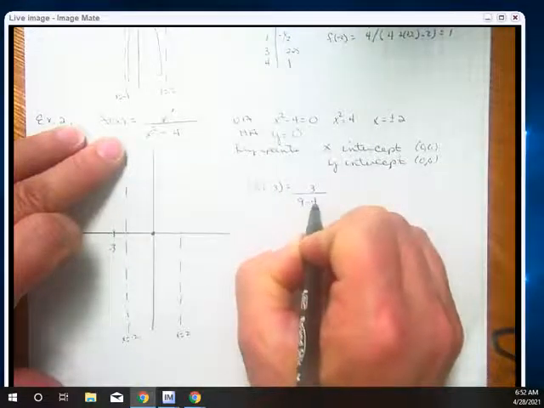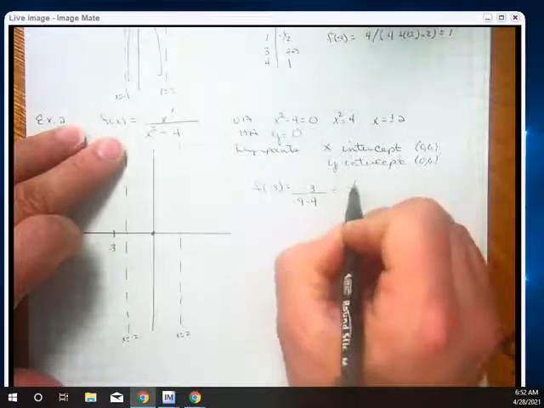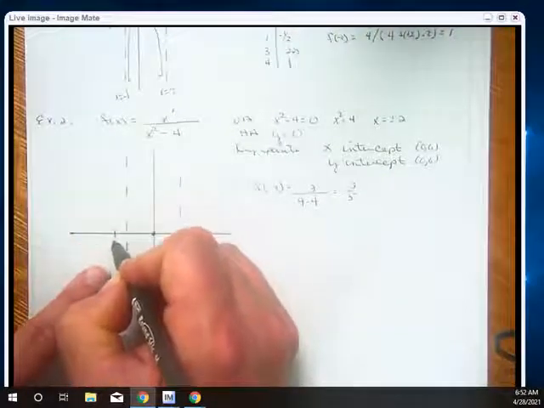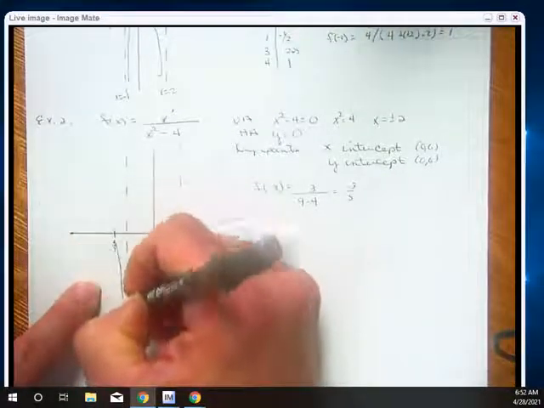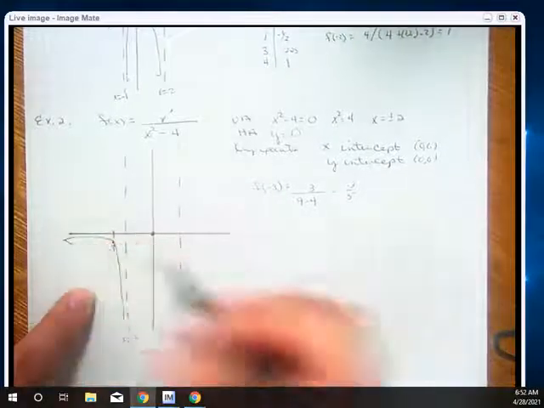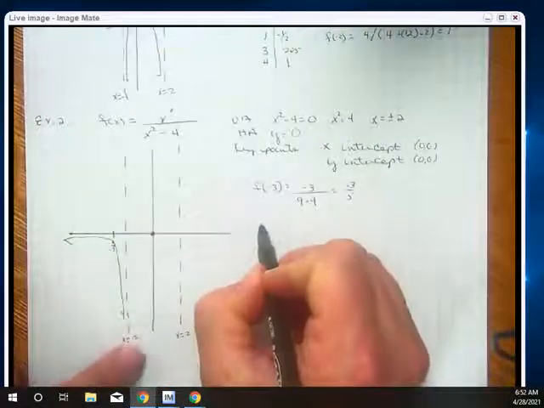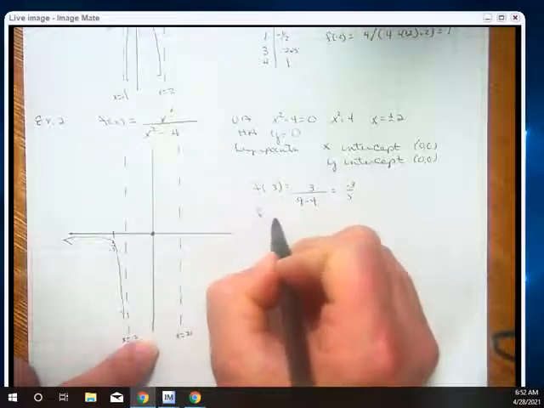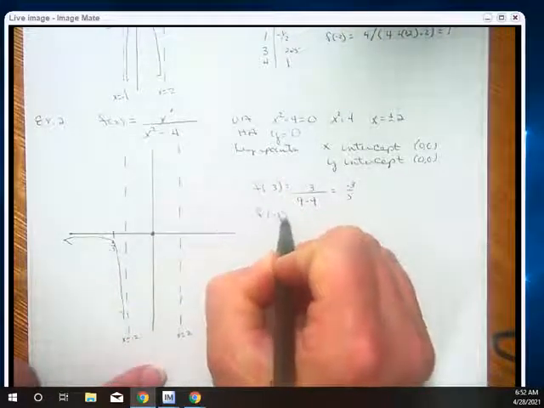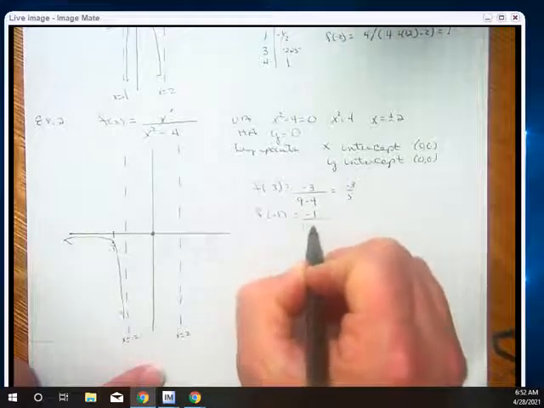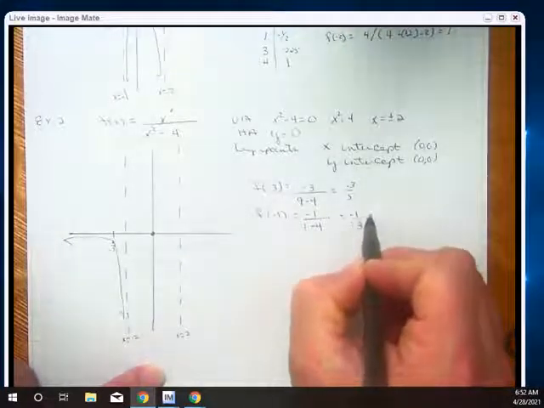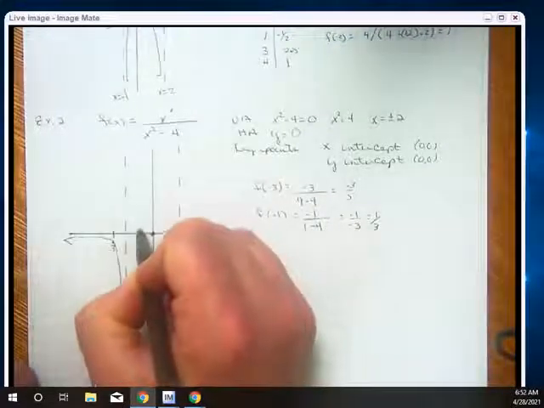Negative 3 divided by 5 is a negative 0.6. Using my asymptotes as a guide, I just curve those. Then between negative 2 and my point at 0, 0 on the y-axis is a negative 1. Negative 1 divided by negative 3 is a positive 1/3.